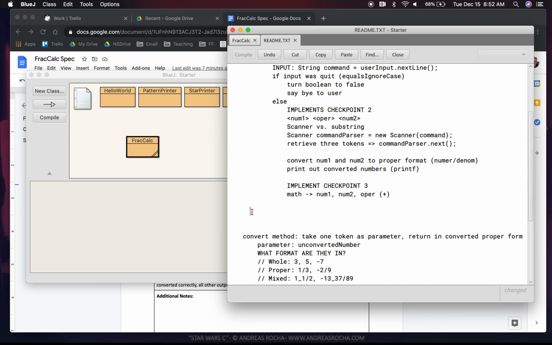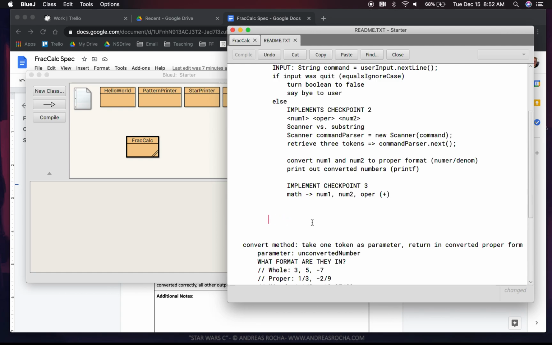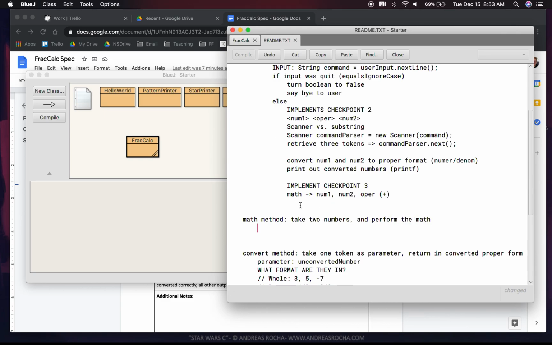So we already have a convert method. Let me go ahead and define the math method right here. Math method's job is to take two numbers and perform the math. And again, we are going to start by assuming that it's addition. So the math method that we've got, it takes two numbers and an operator.